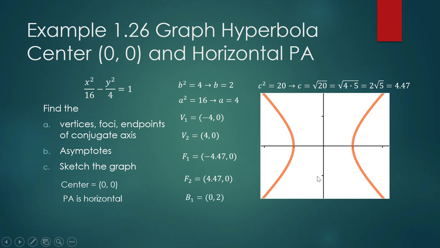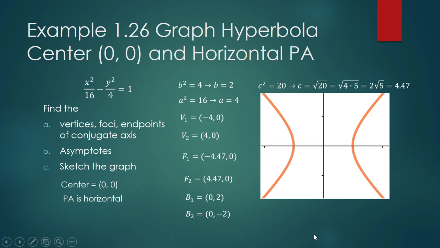The endpoints of the conjugate axis. We shall use the value of b. So 2 up will give you one endpoint of the conjugate axis, and 2 down will give you the other endpoint.